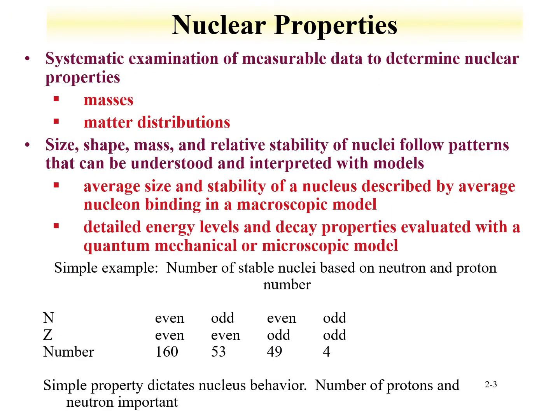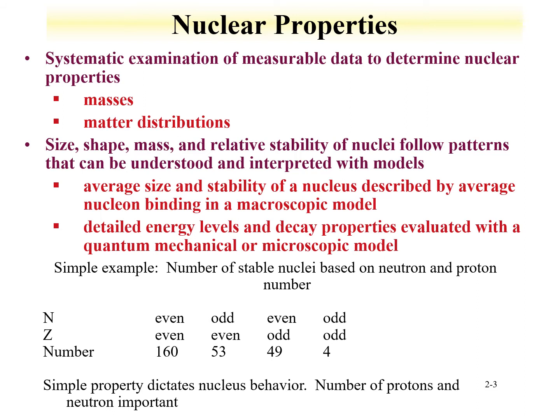Nuclear properties are basically derived from systematic evaluation of measured data. So, for instance, masses, how nuclear masses change. Imagine that you have an isotope and you keep adding a neutron to it. So the element is the same, the neutron number changes. Well, how does that mass change systematically by adding a neutron?